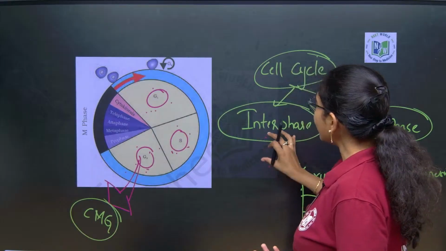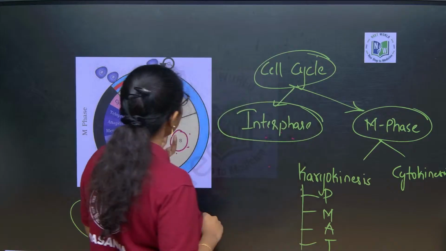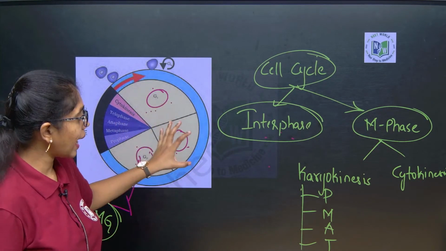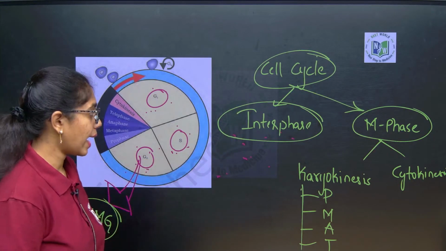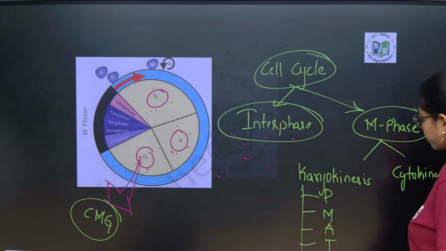The interphase is very long and it is also called the inactive phase, where the cells are metabolically active, but it is not involved in the division process. That is why it is called the inactive stage. So, yes, this is about the cell cycle.